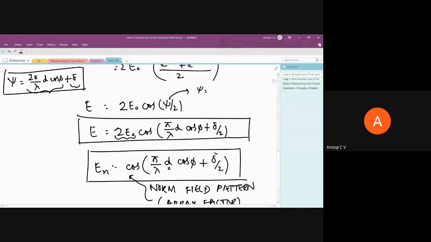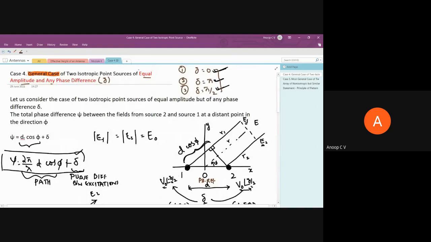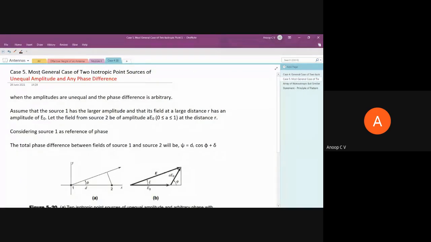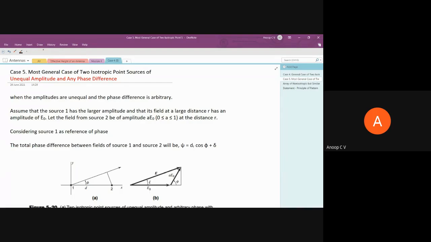Now we'll move on to case 5. Case 5 is the most general case. In the previous case, at least the amplitude was equal, but in case 5 we will consider unequal amplitude. Case 5 is the most general case of two isotropic point sources: unequal amplitude and any phase difference delta.